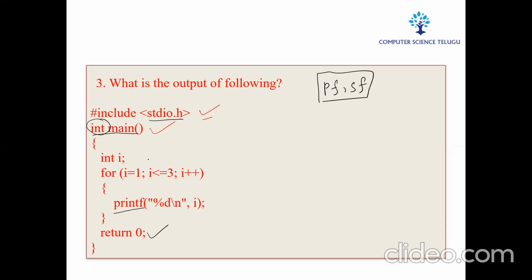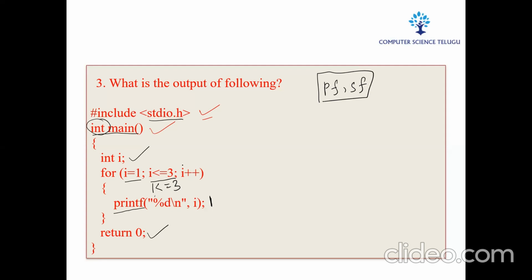Now, this is a program which will demonstrate the for loop, int i. So what is going to happen first? Initialization, i equal to 1, then the condition, i less than or equal to 3. 1 is less than or equal to 3, the condition is true. When the condition is true, it will print the first time, that is 1. What is the i value? Initially 1.